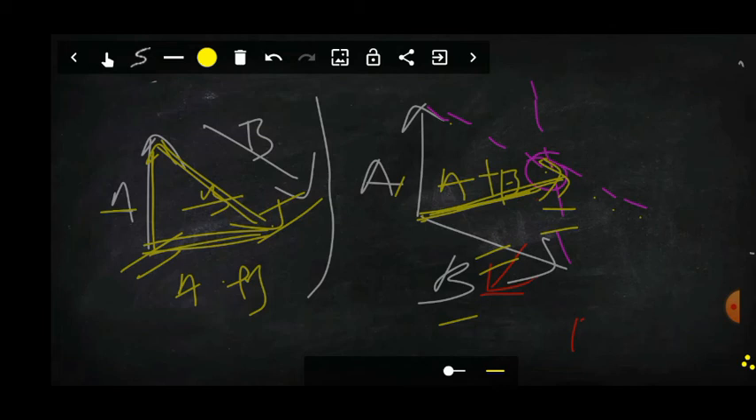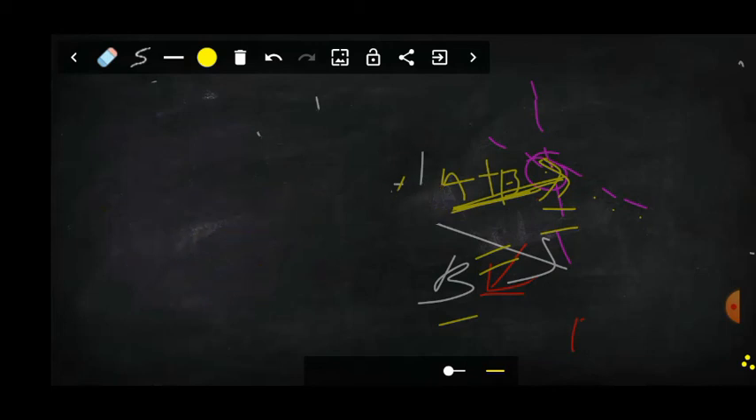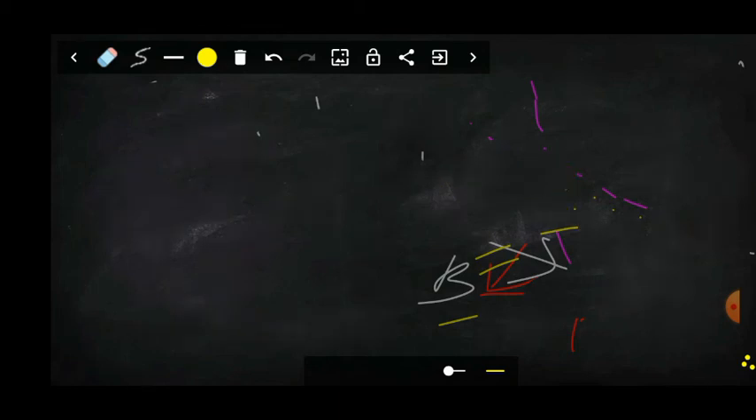Okay, next: if more than two vectors are available, then it is not possible to apply the parallelogram law or the triangle law of vector addition. In that situation we can follow the polygon law of vector addition.